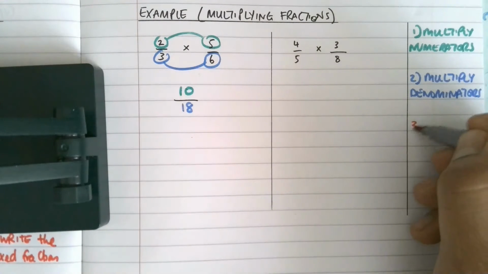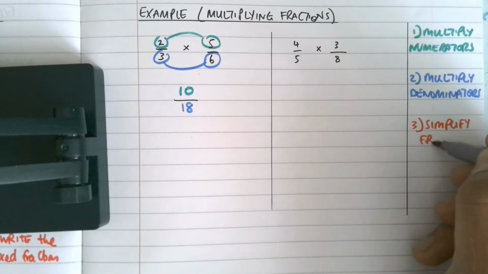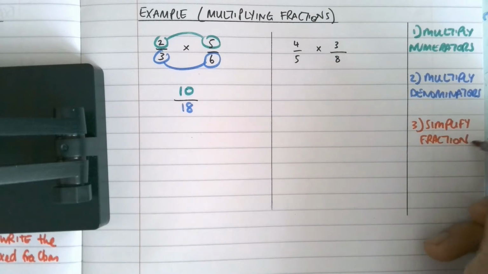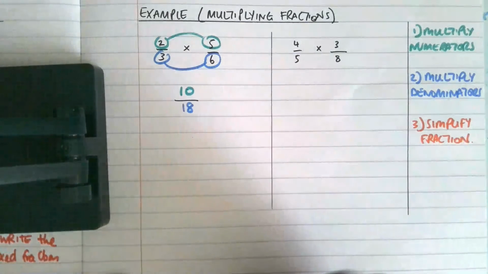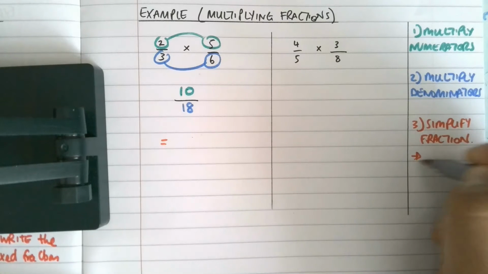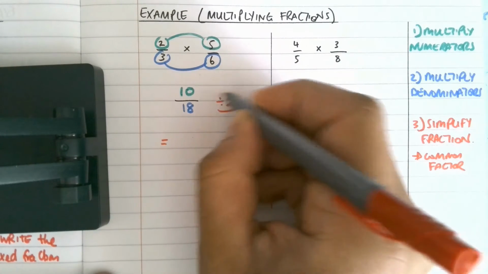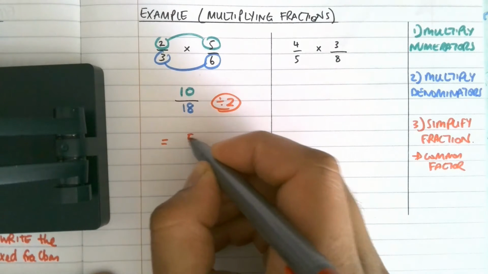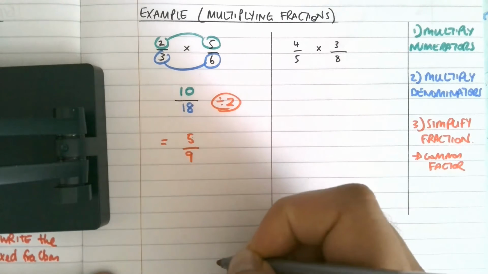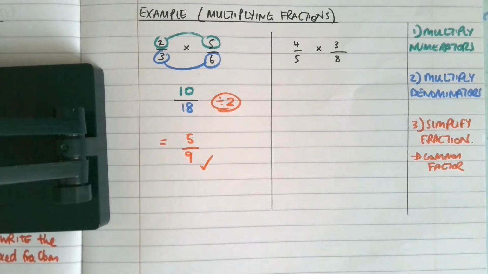And then the last step, you simplify if it's possible. For that fraction 10 over 18, we can simplify it, we can reduce it down. We need to identify a common factor. If you're able to identify the highest common factor, then that would be even better. But if you can identify any common factor, that would be good. The highest common factor for this is going to be 2. That's also the common factor. And therefore, we reduce that fraction down to 5 over 9. We can't reduce it any further than that.